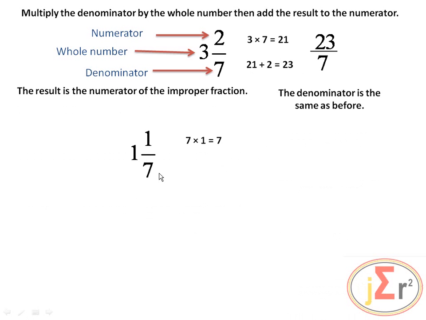7 multiplied by 1 is equal to 7. Then 7 plus 1 is equal to 8.